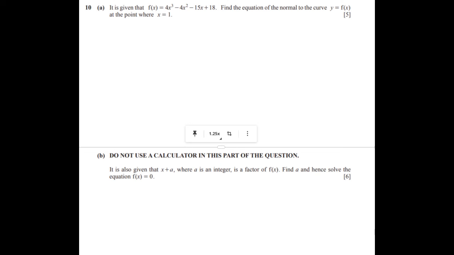All right. So part A, we have a cubic, and we want to find the equation of the normal to the curve at x equals 1. Okay, so we need to know what that word normal means, and I'll give you a little refresher in a second. Part B, I must admit I don't like this question. Maybe someone can convince me that it's a good question, but I'll talk more about that after part A.